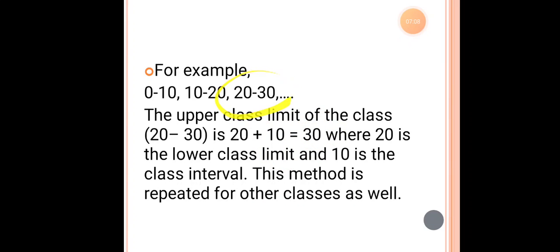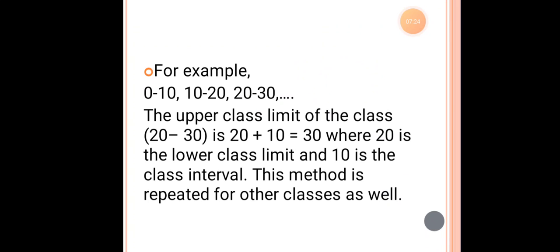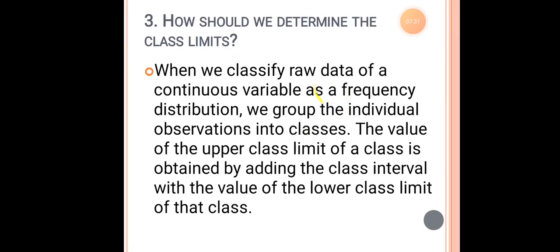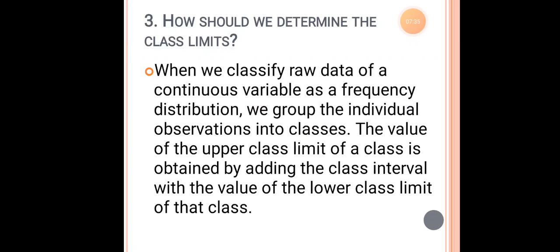For example, here I know that the value is 20 to 30, but I don't know the next value. What is the main thing? You need to write the continuous variable 30. What do you need to add here? You need to add the class interval. What is the class interval here? The class interval is 10. So if you add 10 to 30, the answer will be 40. So the next class will be 30 to 40. That is about the class interval which you can ascertain based upon the raw data.